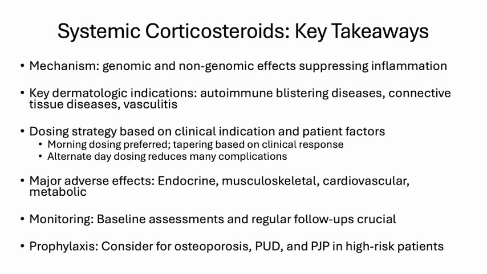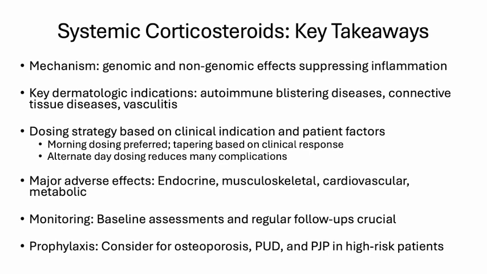Alright, so to summarize, what are some key takeaways about systemic corticosteroids? They work through both genomic and non-genomic mechanisms to suppress inflammation. They can be used in a wide array of dermatologic conditions, but a few key indications include autoimmune blistering diseases, connective tissue diseases, and vasculitis. They should be dosed based on their clinical indication and patient factors, but generally, morning dosing is preferred, and tapering should be based on clinical response.